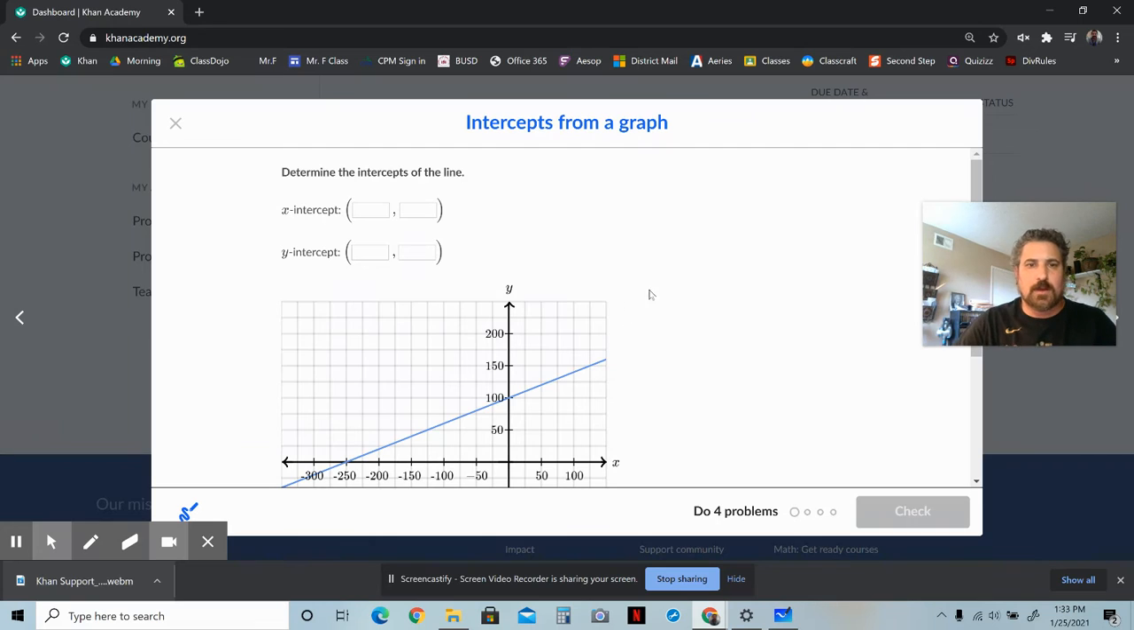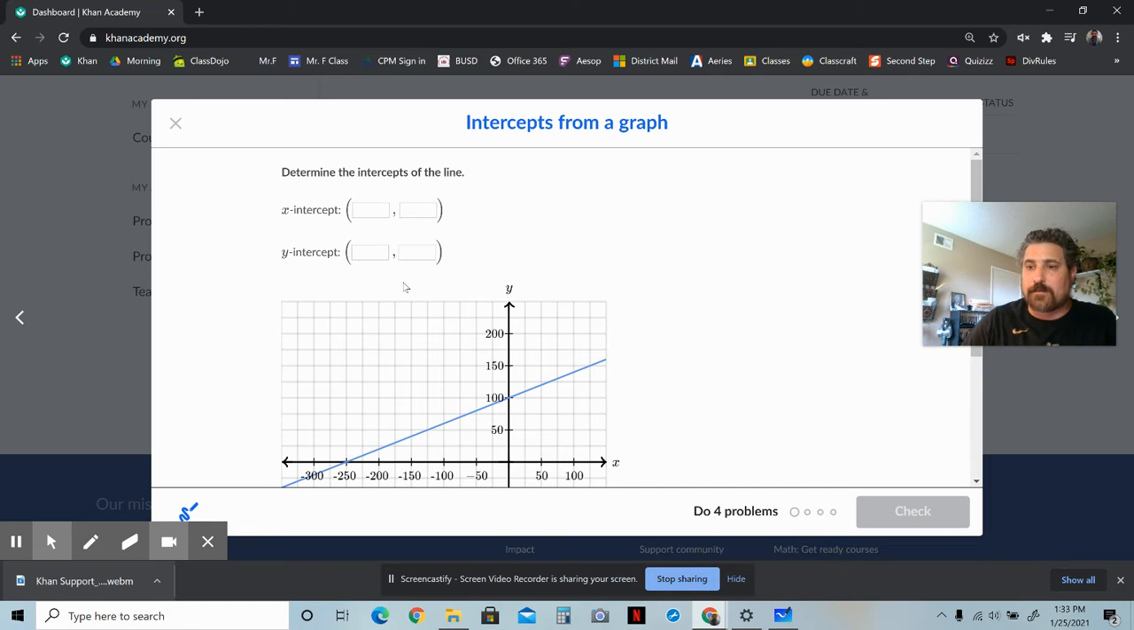Let's go. All right, so basically, just to go over the concept, an x-intercept is a situation where you're looking for where the line crosses the x-axis, and a y-intercept is where the line crosses the y-axis. So you're really just asking yourself, at what value does the line intersect the x and y-axis? That's really what intercepts are.